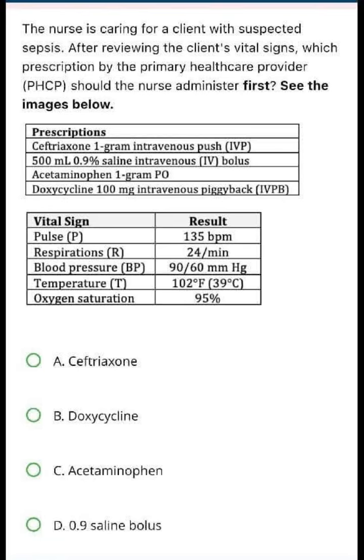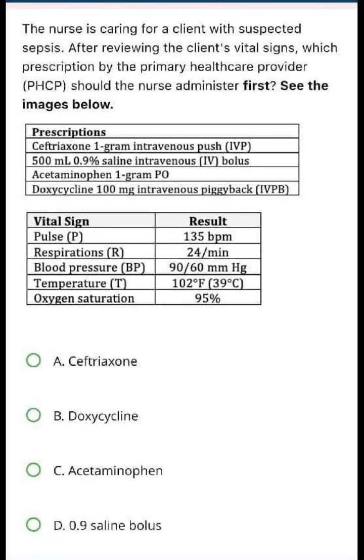Okay, so back to the question we have. The question says the nurse is caring for a client with suspected sepsis. After reviewing the client vital signs, which prescription by the primary healthcare provider should the nurse administer first?